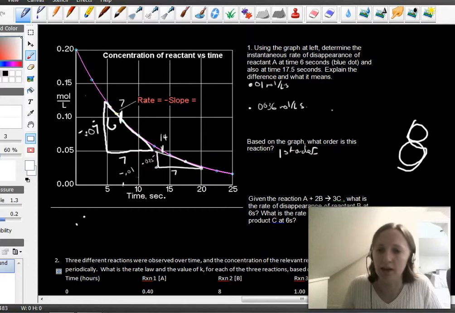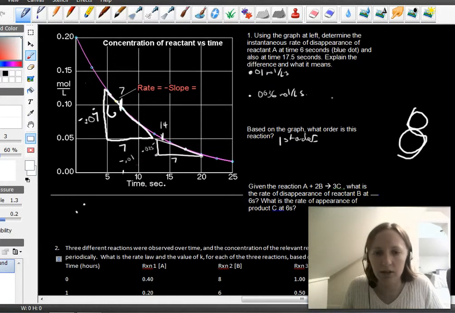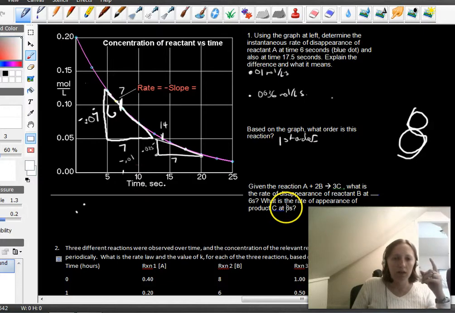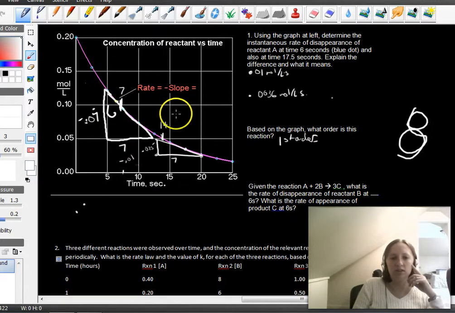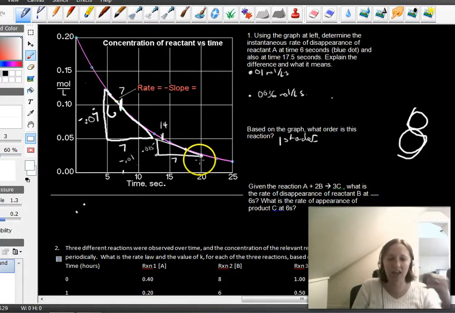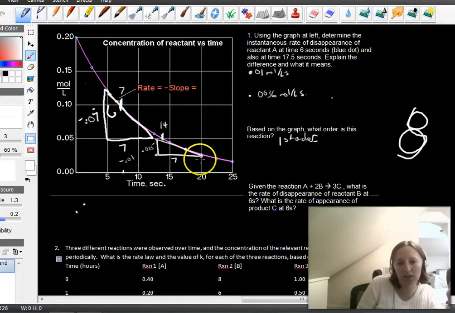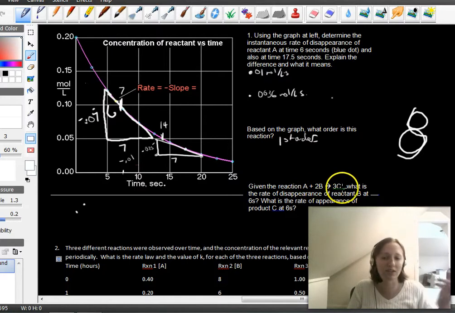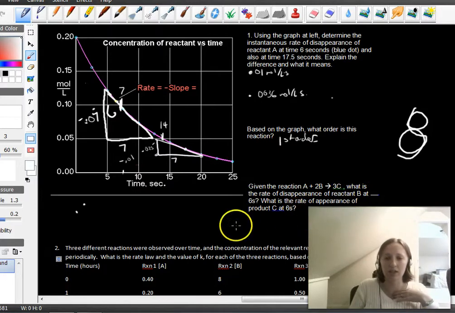So this is first order in reactant A. One little skill that might pop up is this graph is telling you the concentration, the disappearance of reactant A. Sometimes you'll be asked, well, A is disappearing at this rate. What is happening to B? What is happening to C? And so given the reaction, A plus 2B yields 3C, what is the rate of disappearance of reactant B? And what is the rate of appearance of product C?